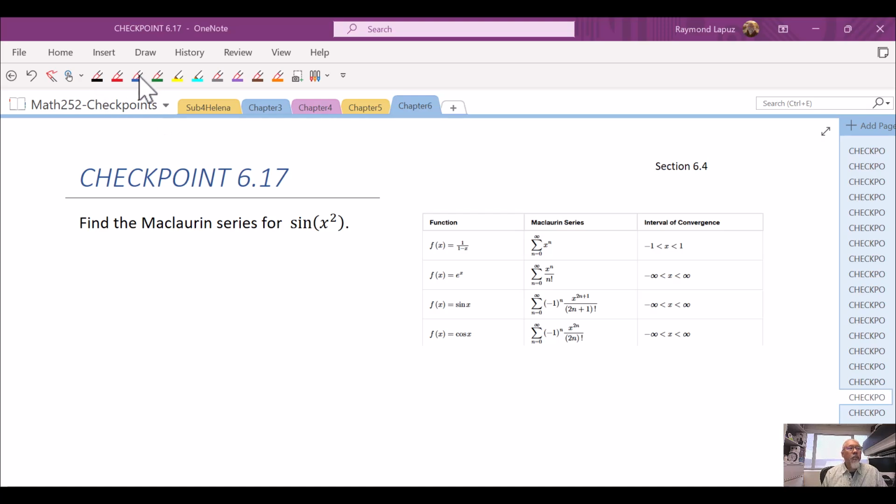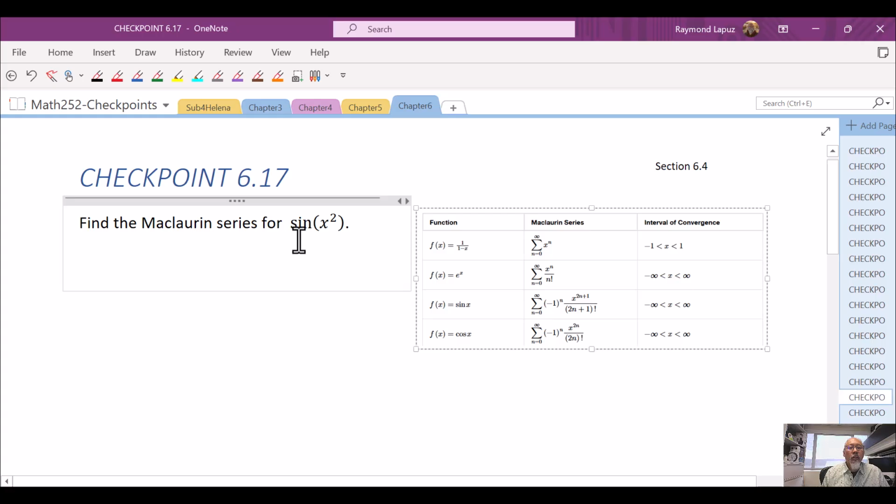My name is Lapuz. In this video, we will be looking at checkpoint 6.17 from section 6.4. It says to find the Maclaurin series for sine of x squared.